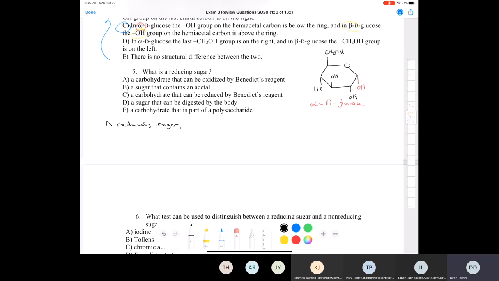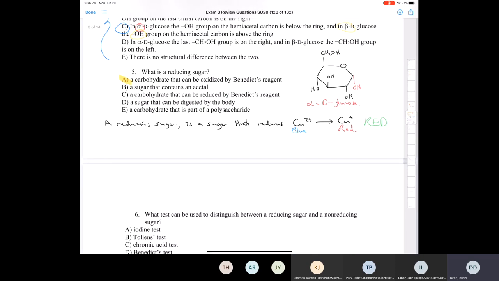I would say the best answer is A, because a reducing sugar is a sugar that reduces copper 2 to copper 1, because copper 2 is blue and copper 1 is red, right? It reduces copper 2, and in the process, the sugar gets oxidized, right? If this is reduction, okay, then the sugar gets oxidized at the same time. So the answer would be A.